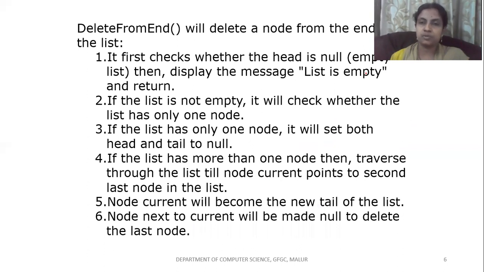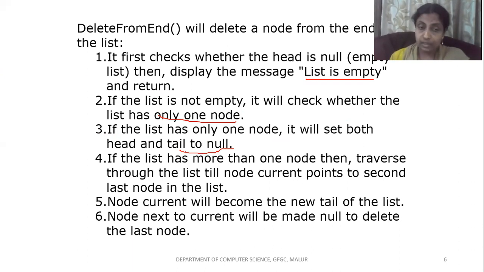So in steps form, when we need to discuss this, it first checks whether the head is null. If head is null, it will say underflow and finish off, the list is empty. If the list is not empty, it will check whether the list has only one node. If the list has only one node, it will set both head and tail to null. If there is one node and you need to delete it, the head position, you make it null and finish off.